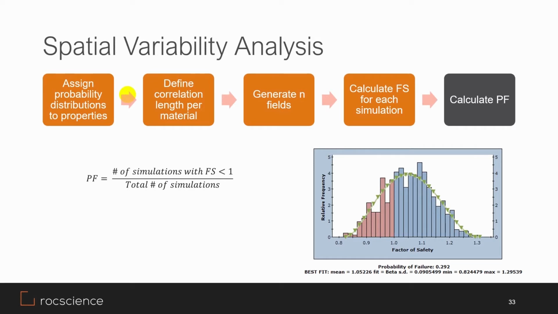PF is the number of simulations with a factor of safety less than 1 divided by the total number of simulations. And this whole process of generating our random fields, finding the factor of safety of each field using limit equilibrium methods, and then calculating probability of failure is known as the random limit equilibrium method, or RLEM.